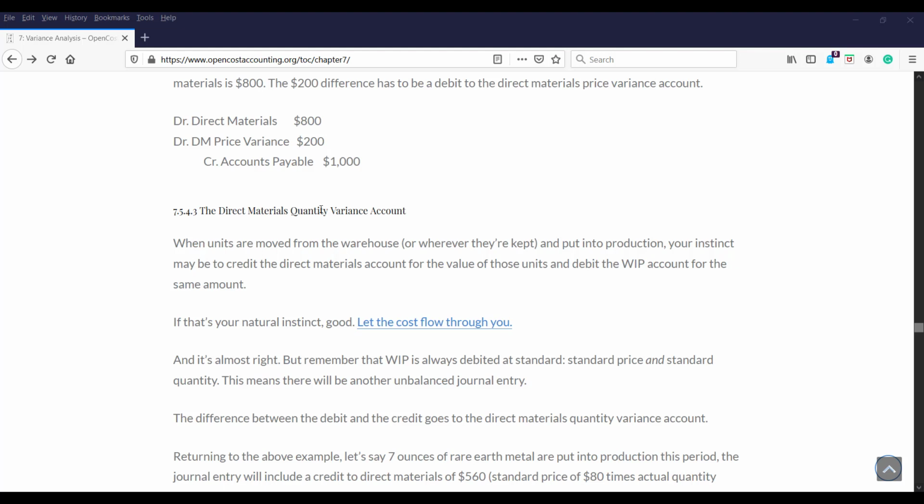Now for the quantity variance, you're going to record these when the production manager takes units from the warehouse and puts them into production on the floor.